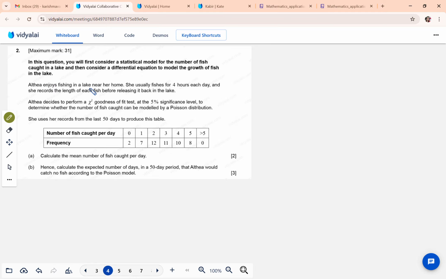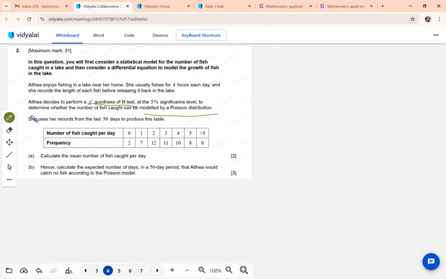Althea enjoys fishing in a lake near her home. She usually fishes for 4 hours each day and she records the length of each fish before releasing it back in the lake. Althea decides to perform a chi-square goodness of fit test at a 5% significance level to determine whether the number of fish caught can be modeled by a Poisson distribution.